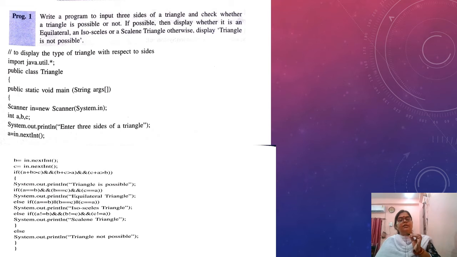Else if, in this, the OR sign means that one can be true, others can be false, and this is not equal to. Okay, so if A is not equal to B, B is not equal to C, and C is not equal to A, then it means it is a scalene triangle. See?